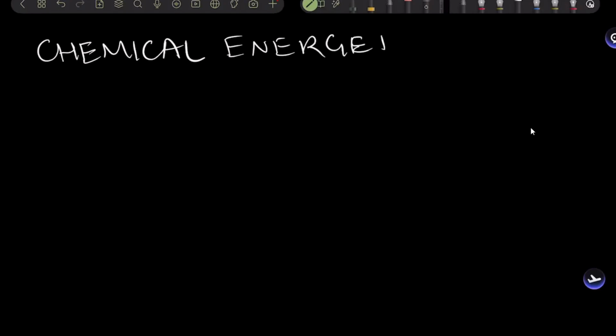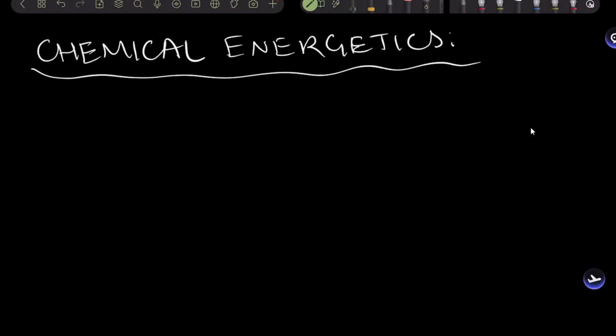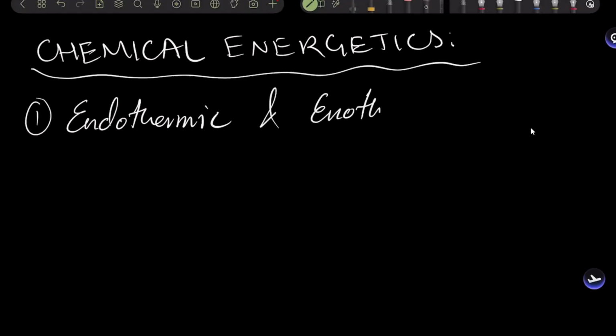Chemical energetics. What you have to learn in this is related to the energy changes that chemical reactions will cause, right? So we have two types of chemical reactions. We're just going to list some stuff. You have endothermic reactions, and then exothermic reactions. We'll see what they are in detail later on. There's exothermic and endothermic reactions.